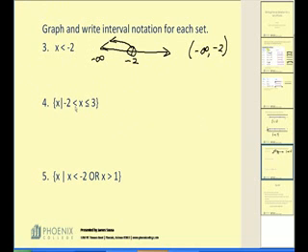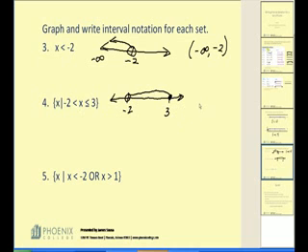X such that negative 2 is less than x less than or equal to 3. Have a compound inequality here. Let's go ahead and graph it. X is kind of sandwiched between negative 2 and positive 3. It does not include negative 2, but it does include positive 3. And the interval is between those.